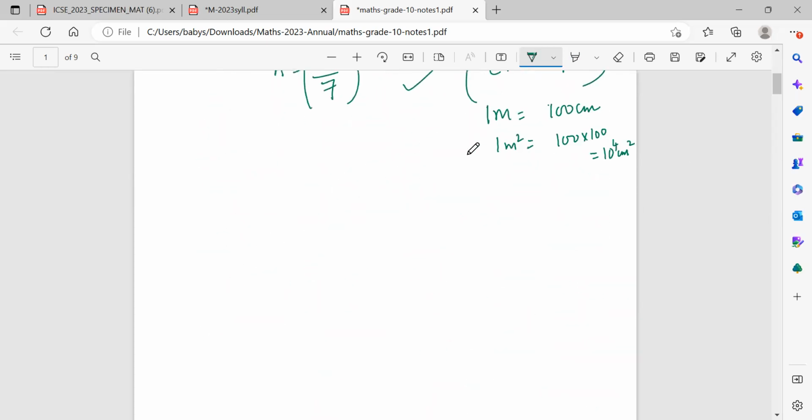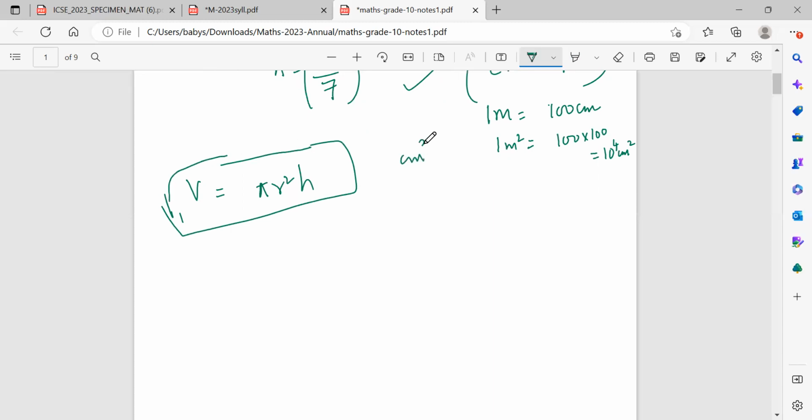You need to remember this. And what is volume? Volume is pi r square h, simple as that. So r is the radius of the cross section, h is the height, and of course, pi also is explanatory. It's 22/7 or whatever is given in the question. And for volume, the units are centimeter cube.